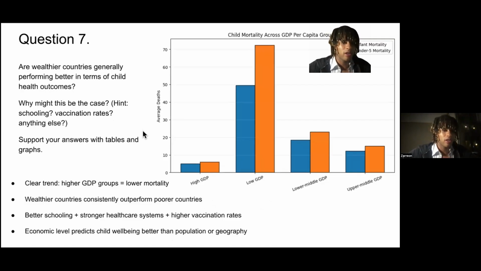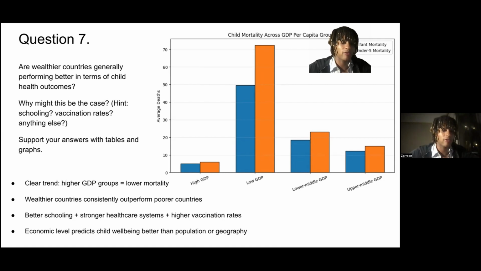For question seven, I grouped countries into GDP buckets, from low income to high income. I then calculated the average mortality for each group and plotted it. This one produced one of the strongest trends in the whole project. The higher the GDP, the lower the infant and under 5 mortality. The lowest GDP group had extremely high child mortality, while high GDP nations had very low child mortality.